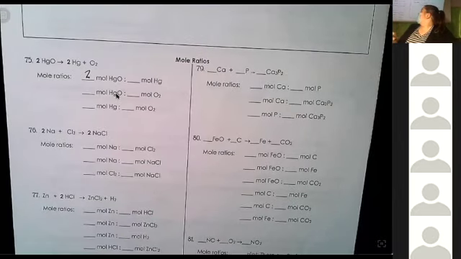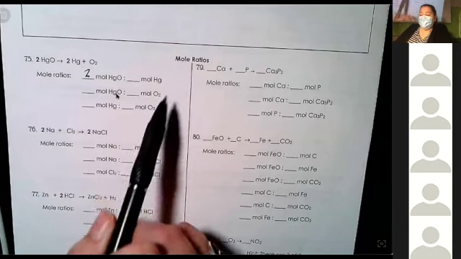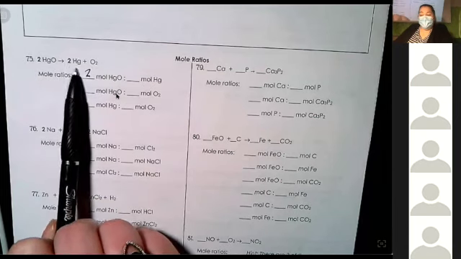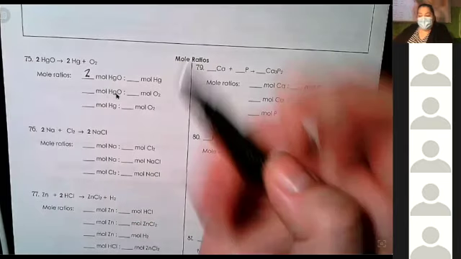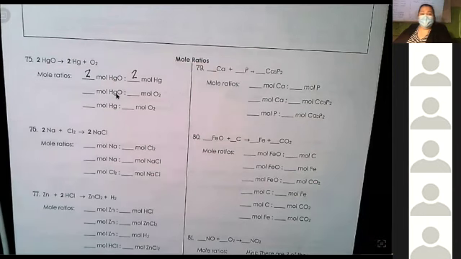So 2 moles of HgO, and then it says for every how many moles of Hg. So you come up here, you find Hg, and then you literally just write down the number that's in front of it. That's it. That's it. Okay.